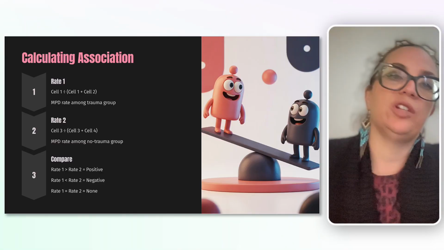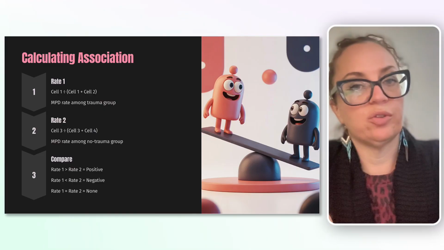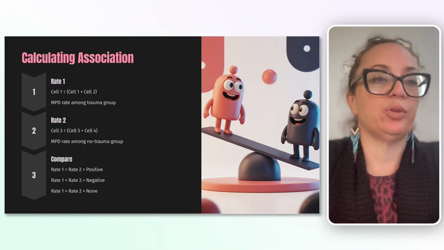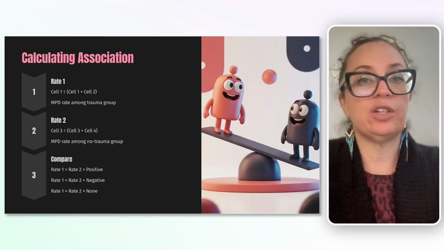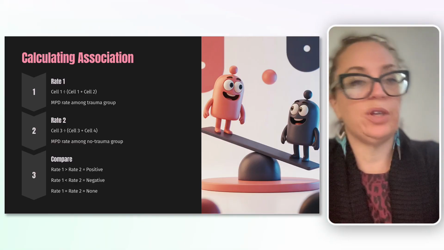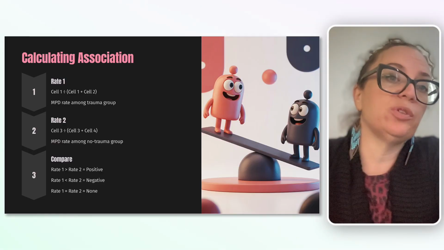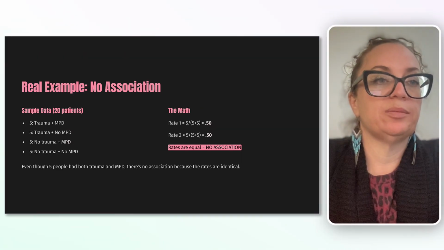Rate 2, you take cell 3 and divide it by cell 3 plus cell 4. This is the rate of multiple personality disorder among people who did not report trauma. And then we compare them. If rate 1 is greater than rate 2, we have a positive association. If rate 1 is less than rate 2, we have a negative association. And if they equal each other, there's no association at all. So let me give you a concrete example.